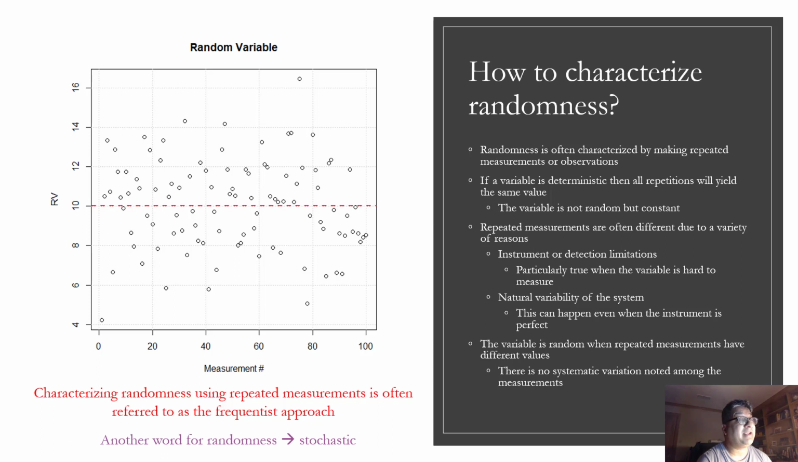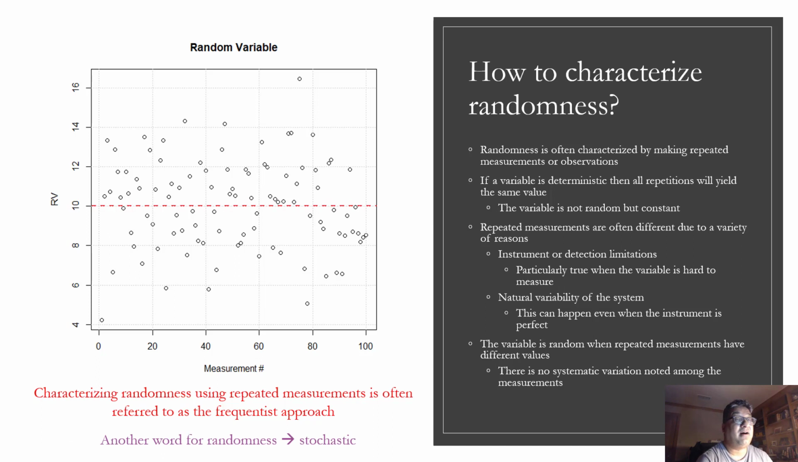Characterizing randomness. How do we characterize randomness? We characterize randomness by making repeated measurements. If the variable is deterministic, then all repetitions will yield the same value. So the random variable is not random, but it's a constant.